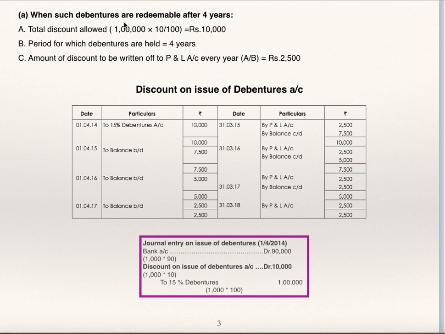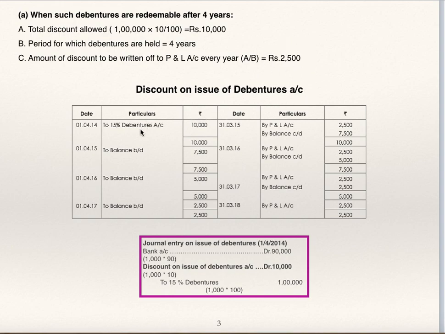This is the amount. When such debentures are redeemable after 4 years, total discount is 10,000. Debentures are held for the period of 4 years. Therefore, every year amount to be written off to profit and loss account is 10,000 divided by 4, which is equal to 2,500. All the debentures are redeemed after 4 years, so every year 2,500 is to be written off.